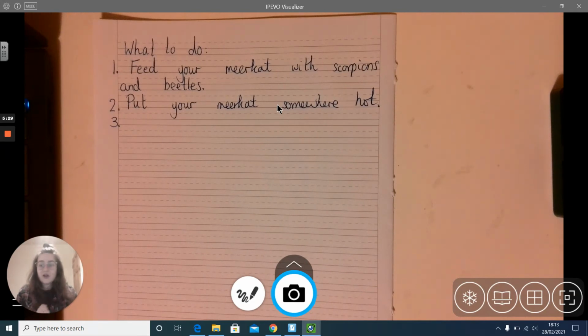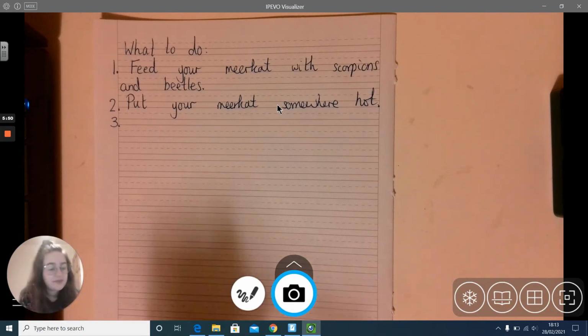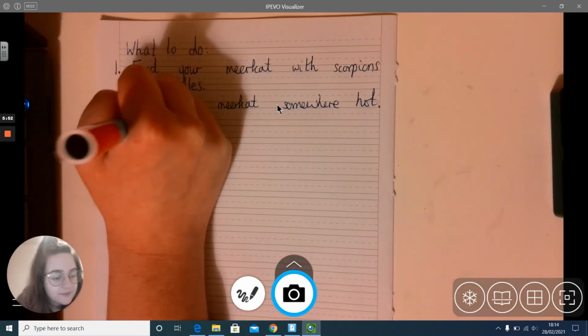Or I could have don't let any jackals come near your meerkat, because don't means do not. So that's an imperative verb as well, because that's something you can do. You can not do something. I'm going to use the word keep because I like that one. Keep your meerkat away from jackals. So keep is my imperative verb, which comes first.